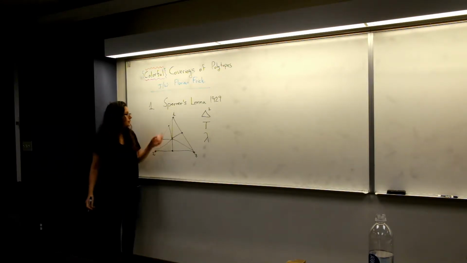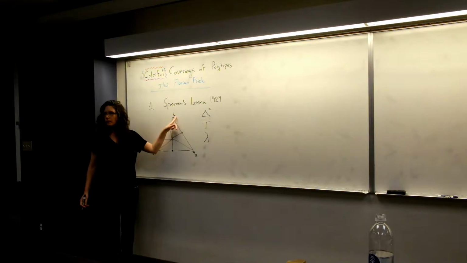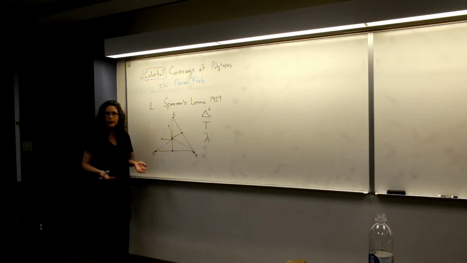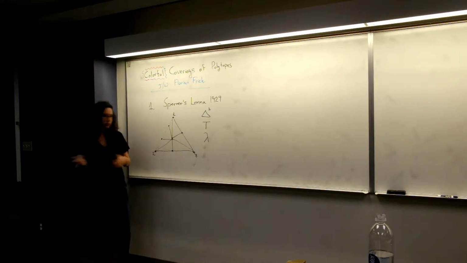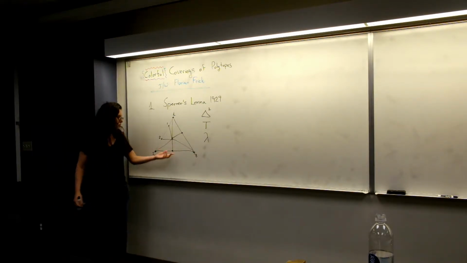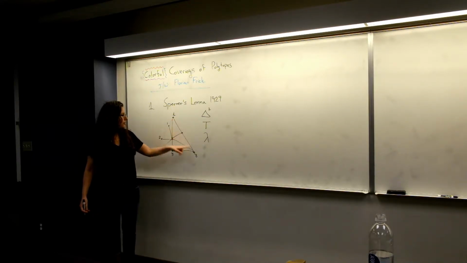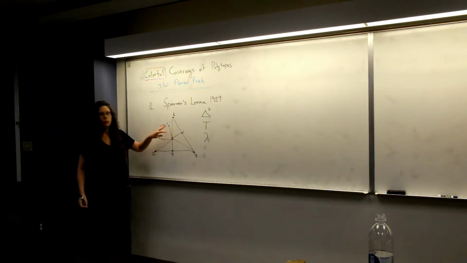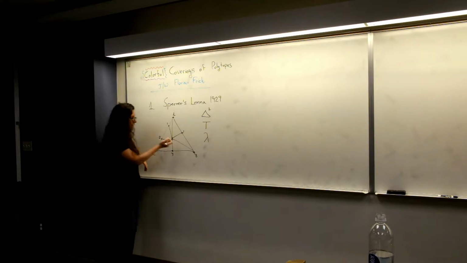And the property is that vertex 1 must be labeled with number 1. Vertex 2 must be labeled with number 2. The face 1, 2, so this edge, must be labeled with either 1 or 2. So you can say something like that. The face 2, 3 must be labeled with either 2 or 3, whatever we want. And here again, we can label with either 1 or 3. And inside, we can label as we wish.